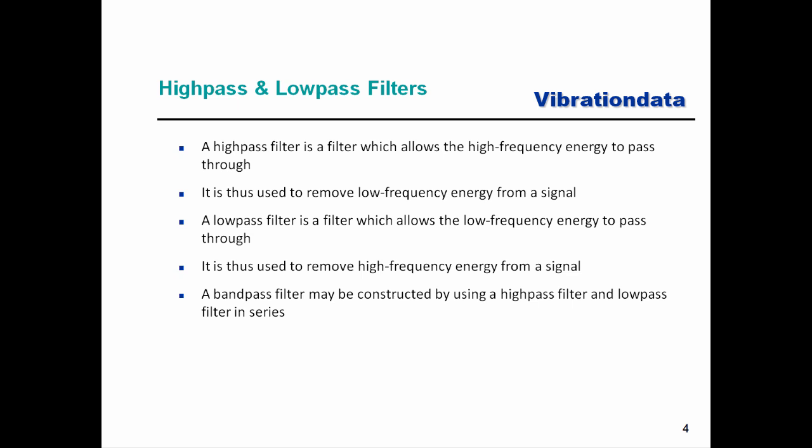Okay, so there's different ways we can characterize filters. There are some filters that are high-pass filters and others that are low-pass filters, for example. So a high-pass filter is a filter which allows the high-frequency energy to pass through, and it is thus used to remove or attenuate the low-frequency energy from the signal. And conversely, a low-pass filter is a filter which allows the low-frequency energy to pass through, and it attenuates the high-frequency energy from a signal. Now we can also construct a bandpass filter by using a high-pass filter and a low-pass filter in series, and we'll do that later on.